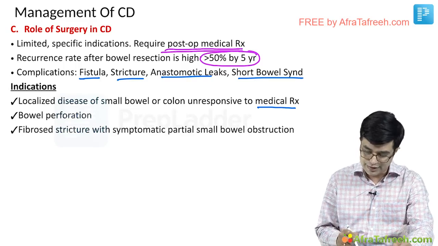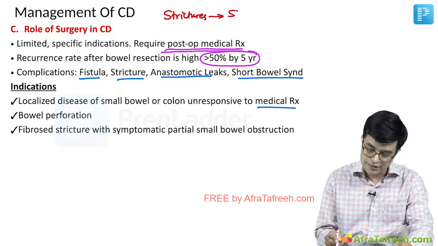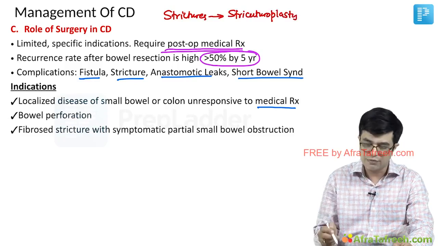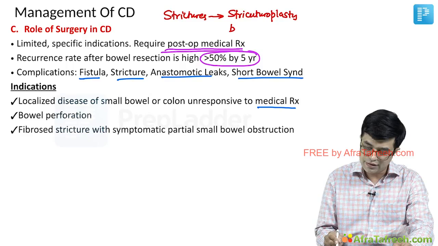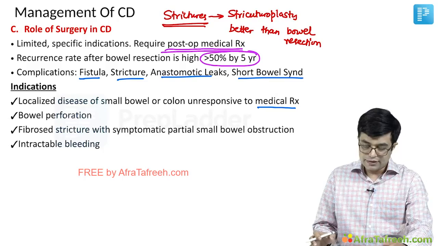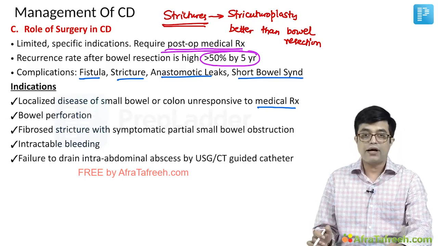In general, these days, Nelson says that in strictures, stricturoplasty, where you give an incision and then suture it transversely, is considered better in CD patients than bowel resection. Bowel resection should be avoided as much as possible in patients of Crohn's disease. Then surgery will be needed in intractable bleeding. It will be needed where abscess is there.